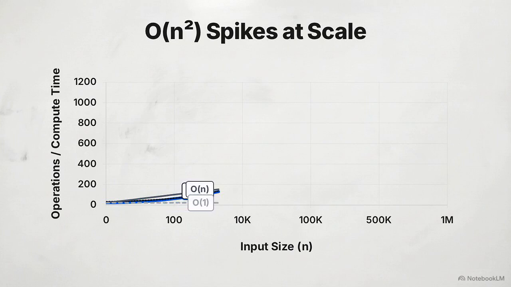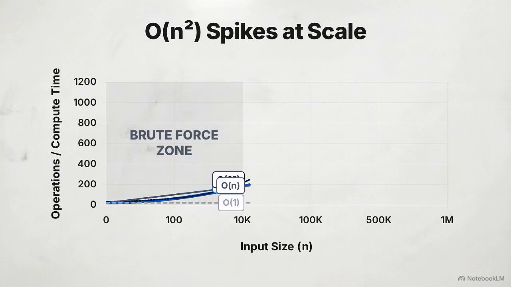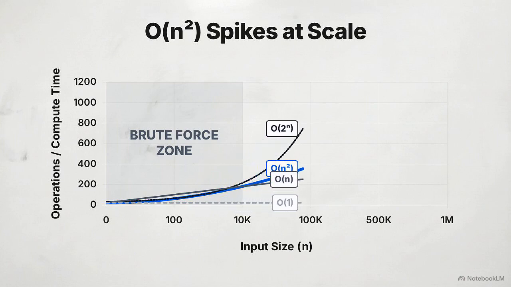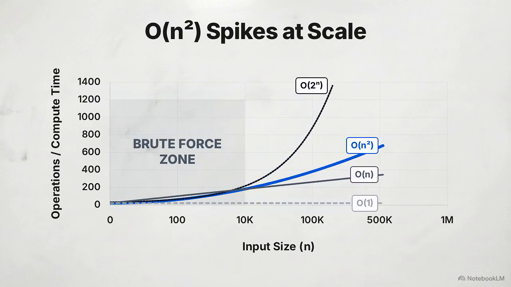For small inputs, raw hardware processing power can mask the inefficiency of an O of n squared algorithm. The CPU simply brute forces the calculation. But as the input size reaches 1 million elements, that O of n squared curve spikes vertically. A nested loop algorithm that takes milliseconds for 100 items will require days of compute time.